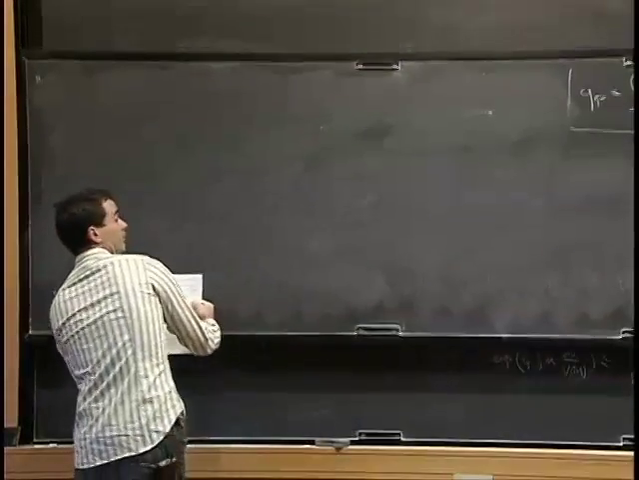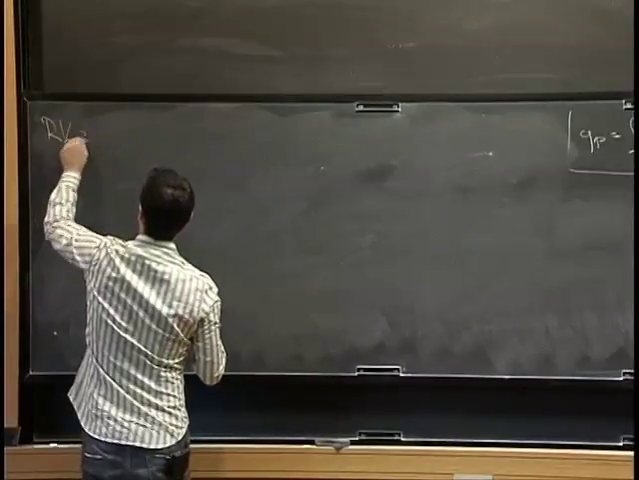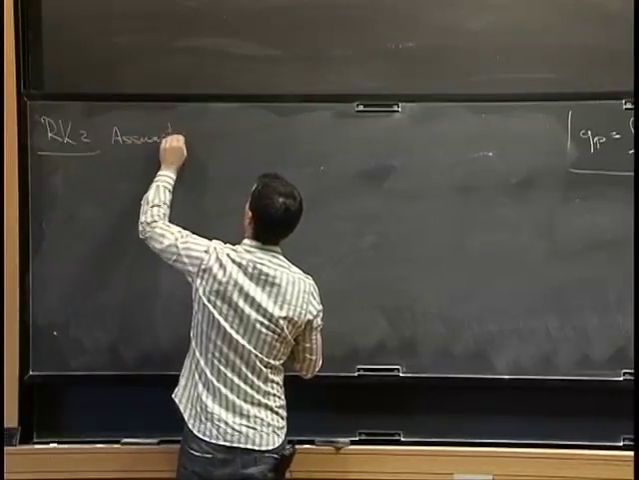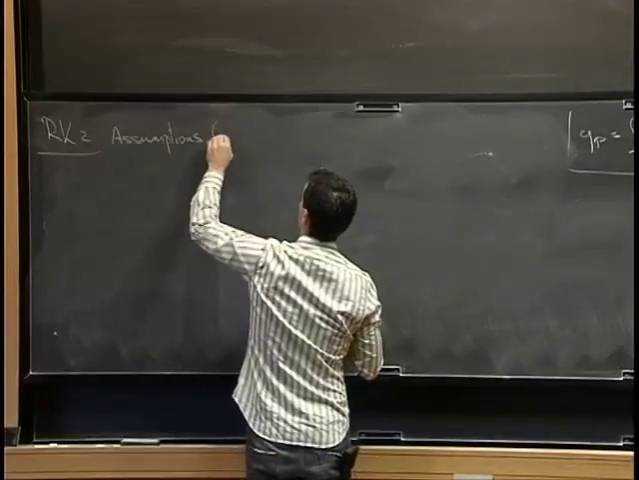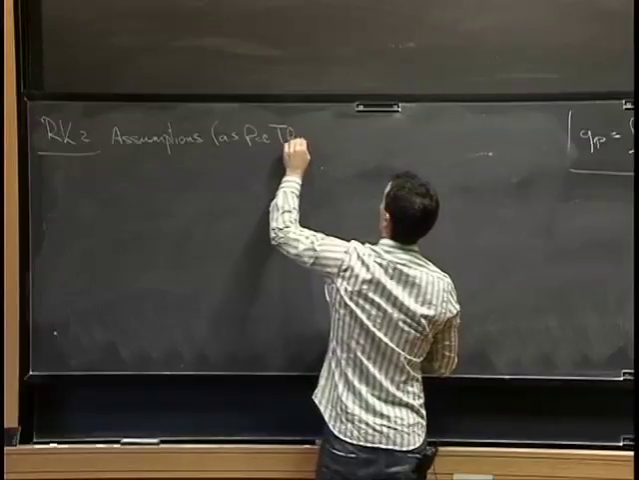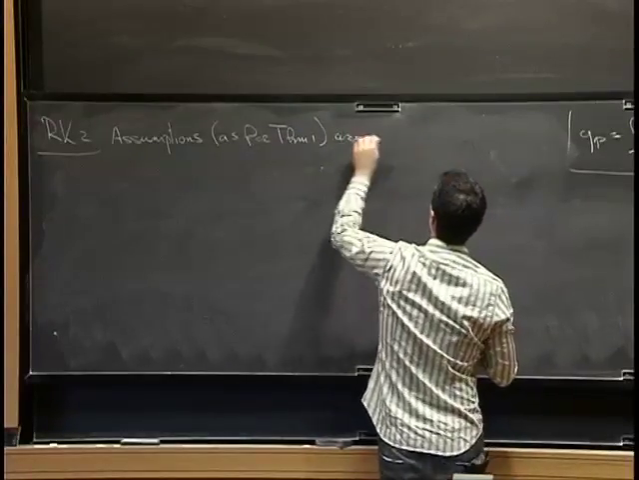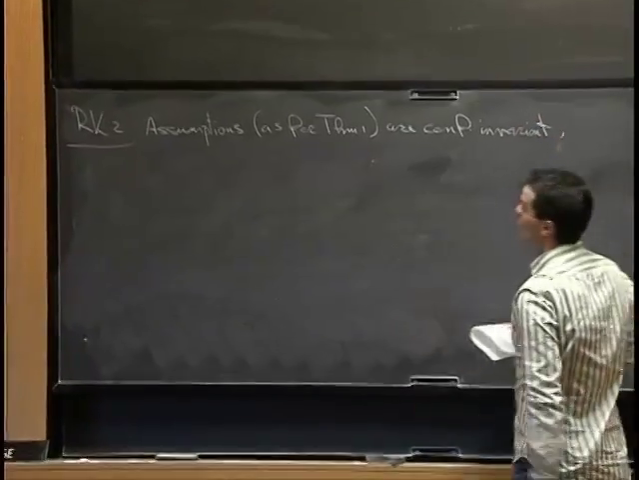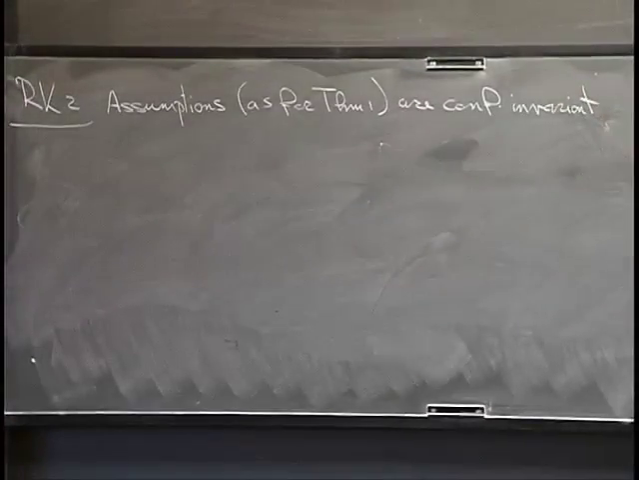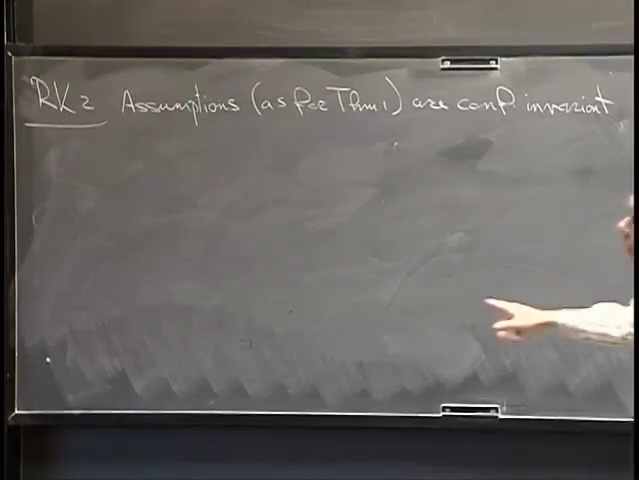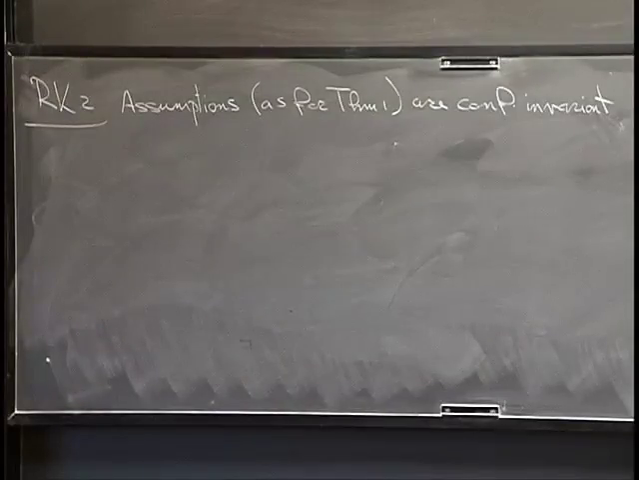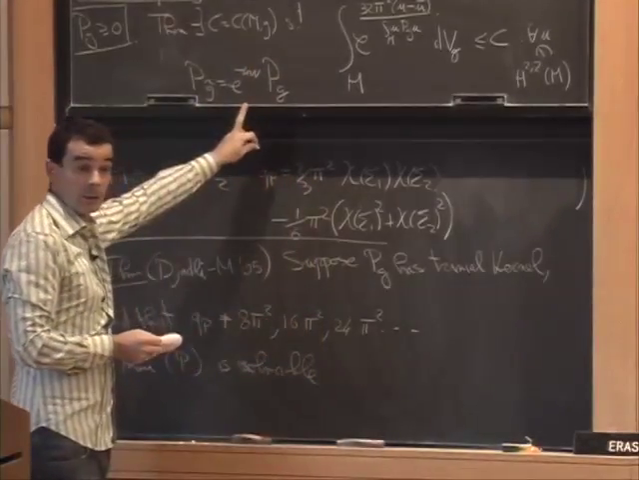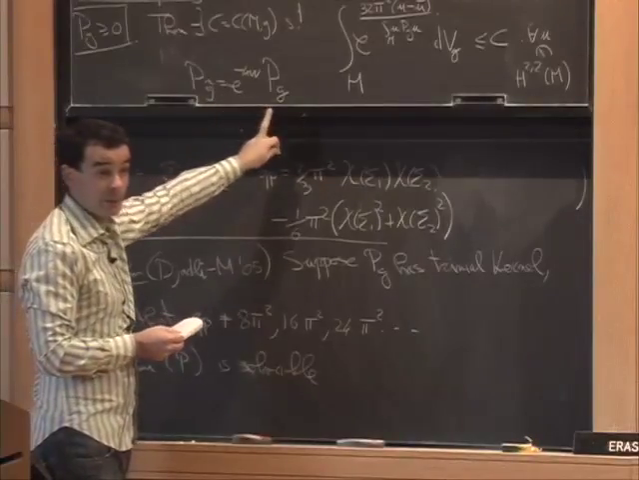So remark 2. So the assumptions, as for also theorem 1, are conformal invariant and also generic in this case. So conformal invariance follows from the conformal invariance of QP, okay, and also from the invariance of dependence operator. So I recall that PG tilde is e to the 4w times PG, okay. So PG tilde has trivial kernel if and only if PG has a trivial kernel.